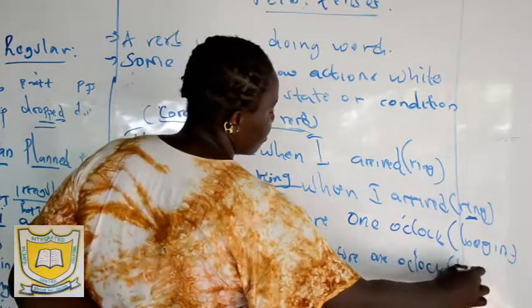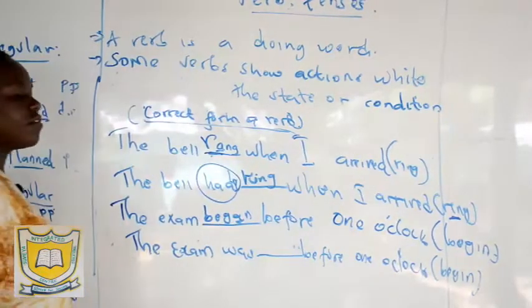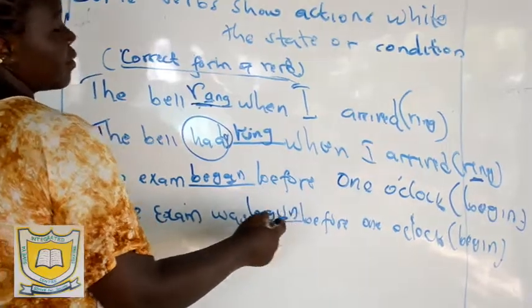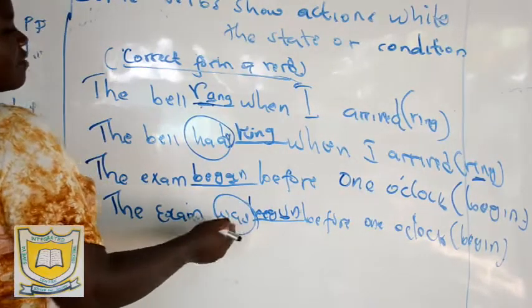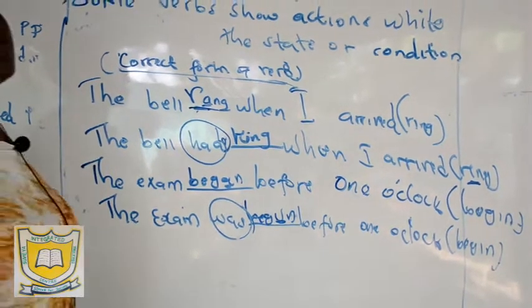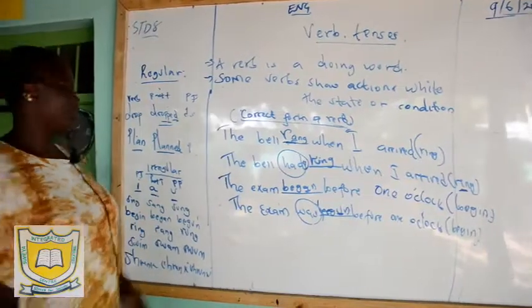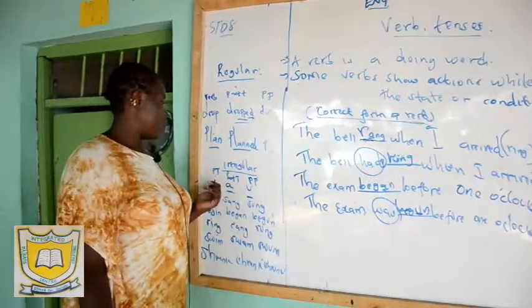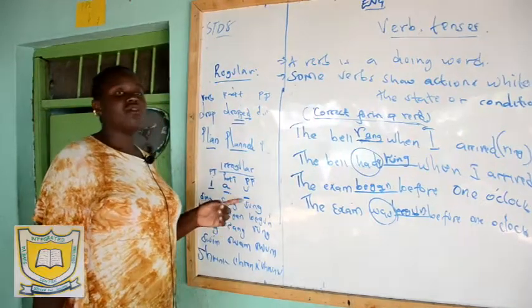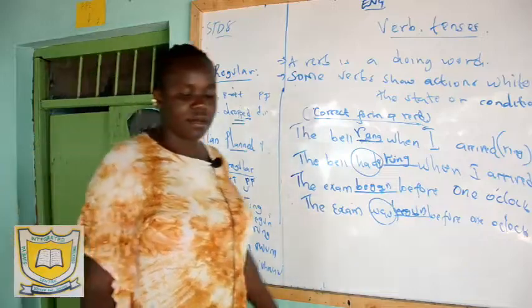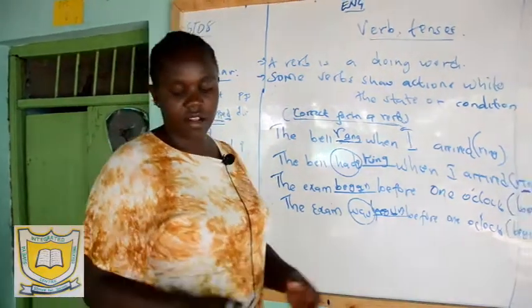What are you going to go for? You say: The exam was begun. Why? Because you have a helping verb. Any moment you see a helping verb before the dash, make sure you go in for the past participle, especially if it comes to irregular verbs that change from I to A, then to U. Hope I'm clear. So that is one example of irregular verbs.